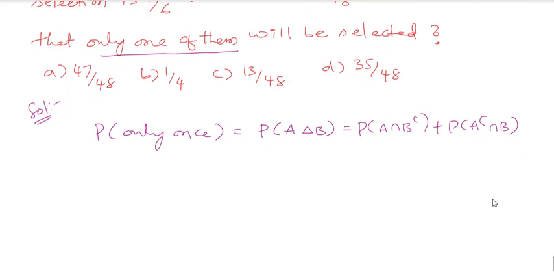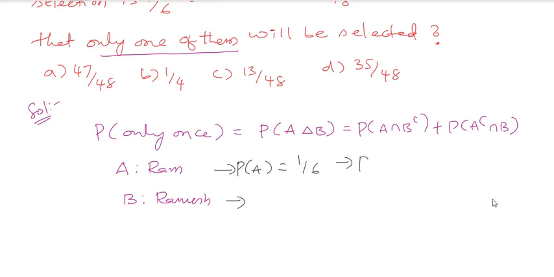Yes or no? So A is Ram and B is Ramesh. In the problem itself they provided that the probability of selecting Ram is 1 by 6. From this you can carry on: the probability of A complement is 1 minus the probability of A. So that is 1 minus 1 by 6, which is nothing but 5 by 6.